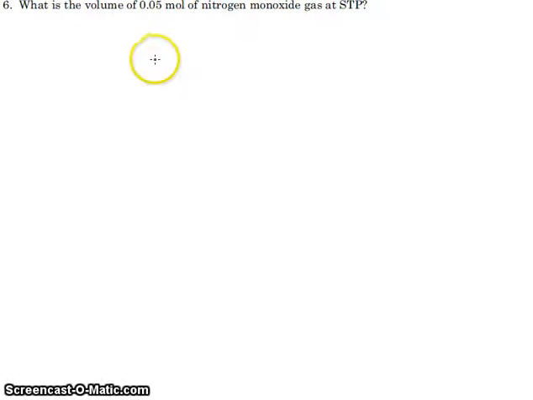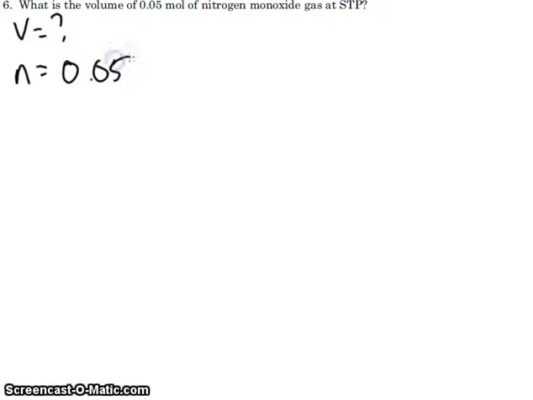Alright, here's another problem from the homework. We want to know what the volume of 0.05 moles of nitrogen monoxide gas is at STP. So I'm looking for volume. And I've got 0.05 moles of nitrogen monoxide, so that's going to be n for moles. It makes perfect sense, right?